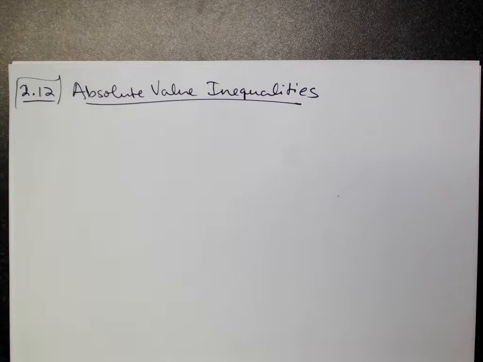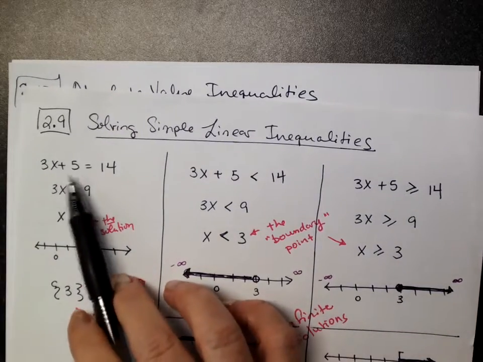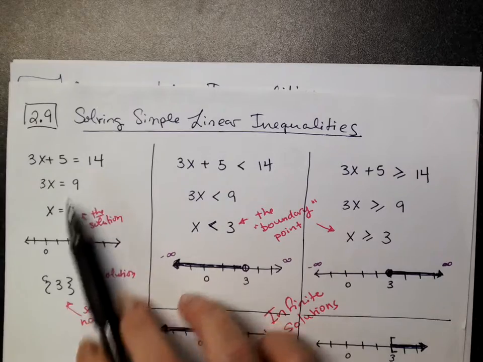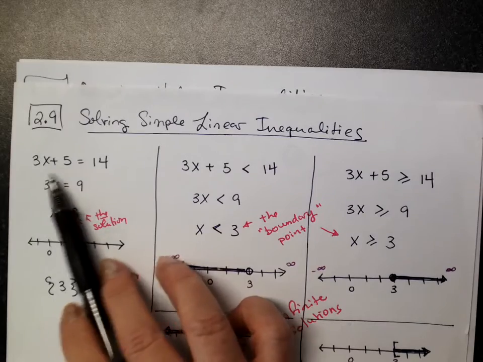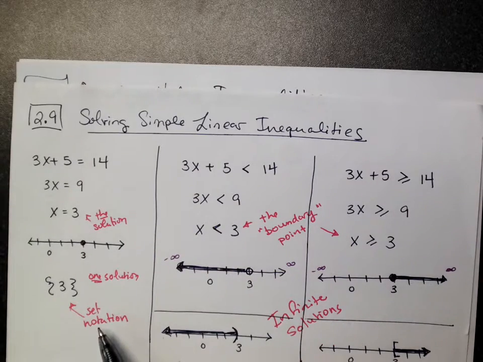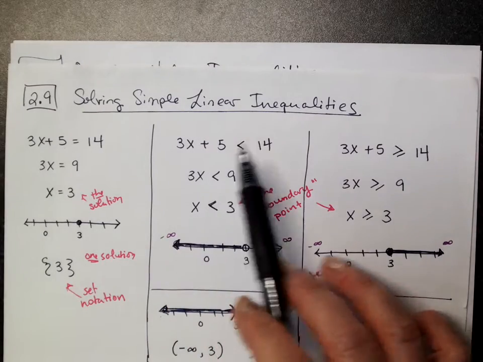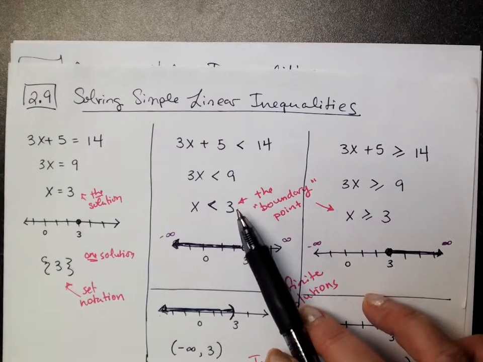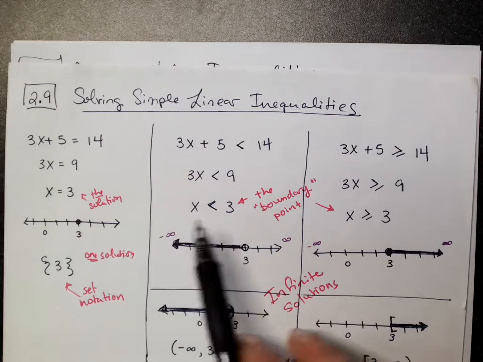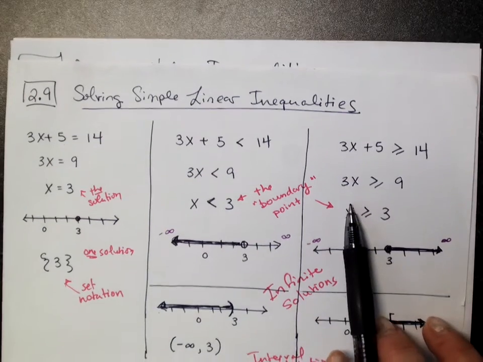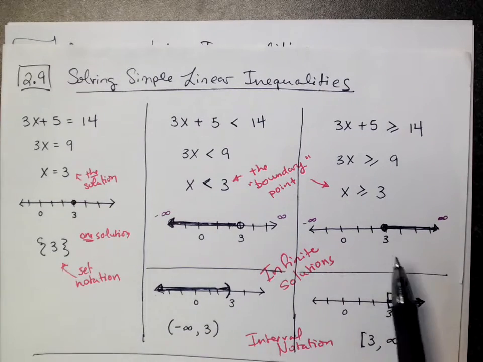With absolute value inequalities, I'm coming back to these 2.9 notes that we started with. Here's a linear equation. With that linear equation, we get an x equals that, we get a solution. When we plug it in, it satisfies the equation, and we write our one solution in set notation. That's a linear equation. If you write linear inequalities, what you get is not the solution, but rather the boundary point, which, because we used the same numbers, was still 3, but instead of 3 being the solution, it's the boundary point, or the edge of the solution. And you have infinite solutions rather than just one.